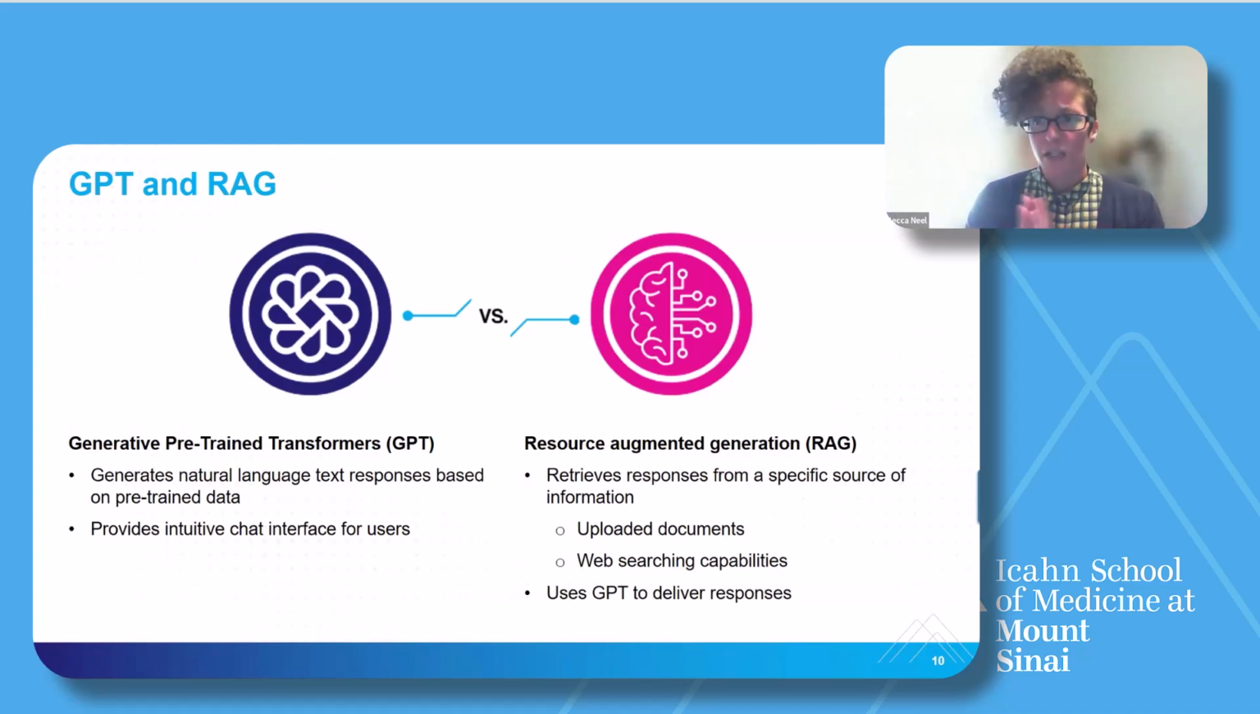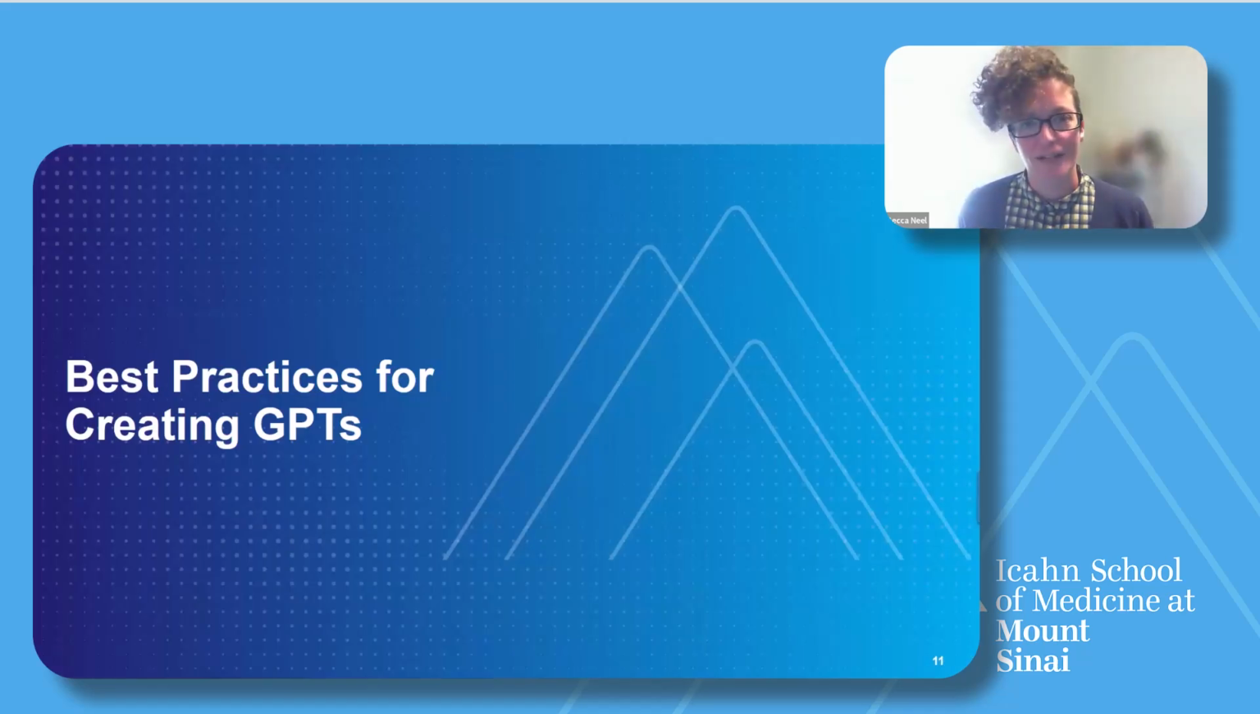So in short, GPTs are text generators. RAG is an information retrieval mechanism. And if we put those two together, you've got a pretty powerful user-friendly tool that can deliver more accurate information in natural language. Not all GPTs use RAG, but if there is web search enabled or document knowledge bases, then RAG is in use. So now we'll go into some best practices for creating GPTs.